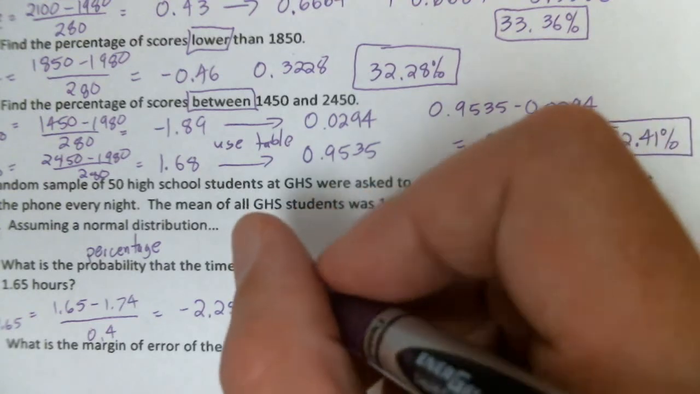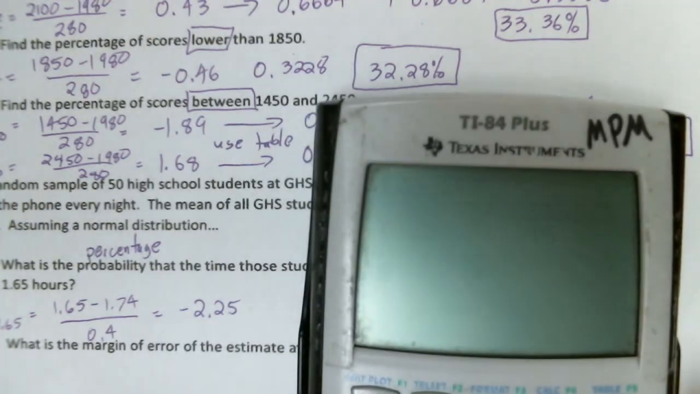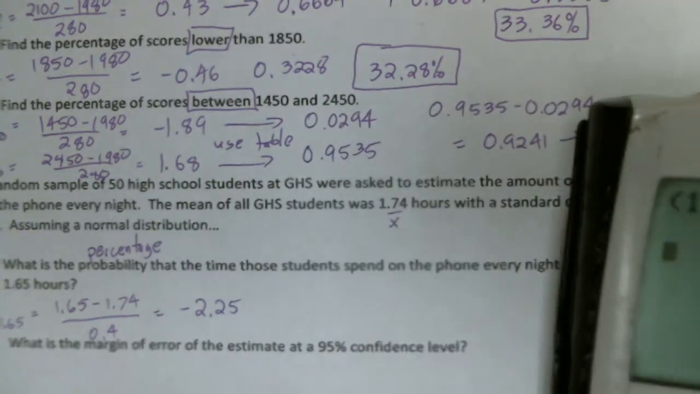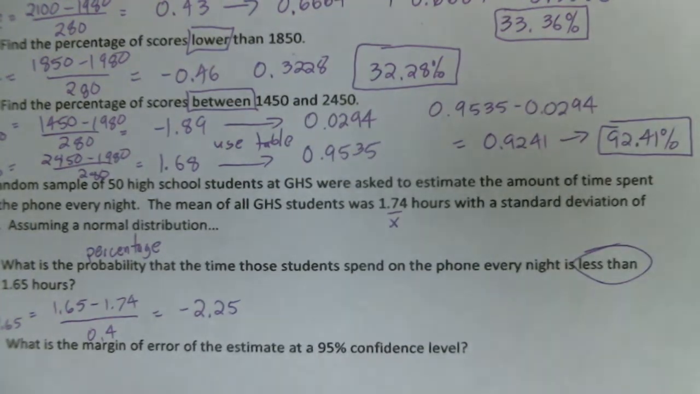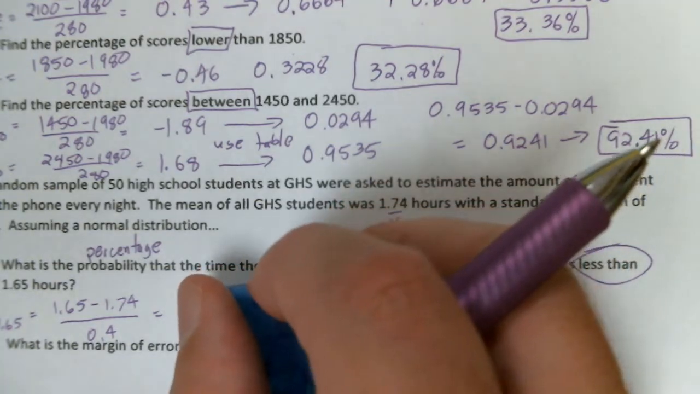Okay, let me make sure I did the math correct on that one real quick. 1.65 minus 1.74 divided by 0.4. Aha, that's what it was. I thought there was something wrong there. See, I caught myself. That comes out to be negative 0.225. I knew something wasn't right there. Okay, let me change that.